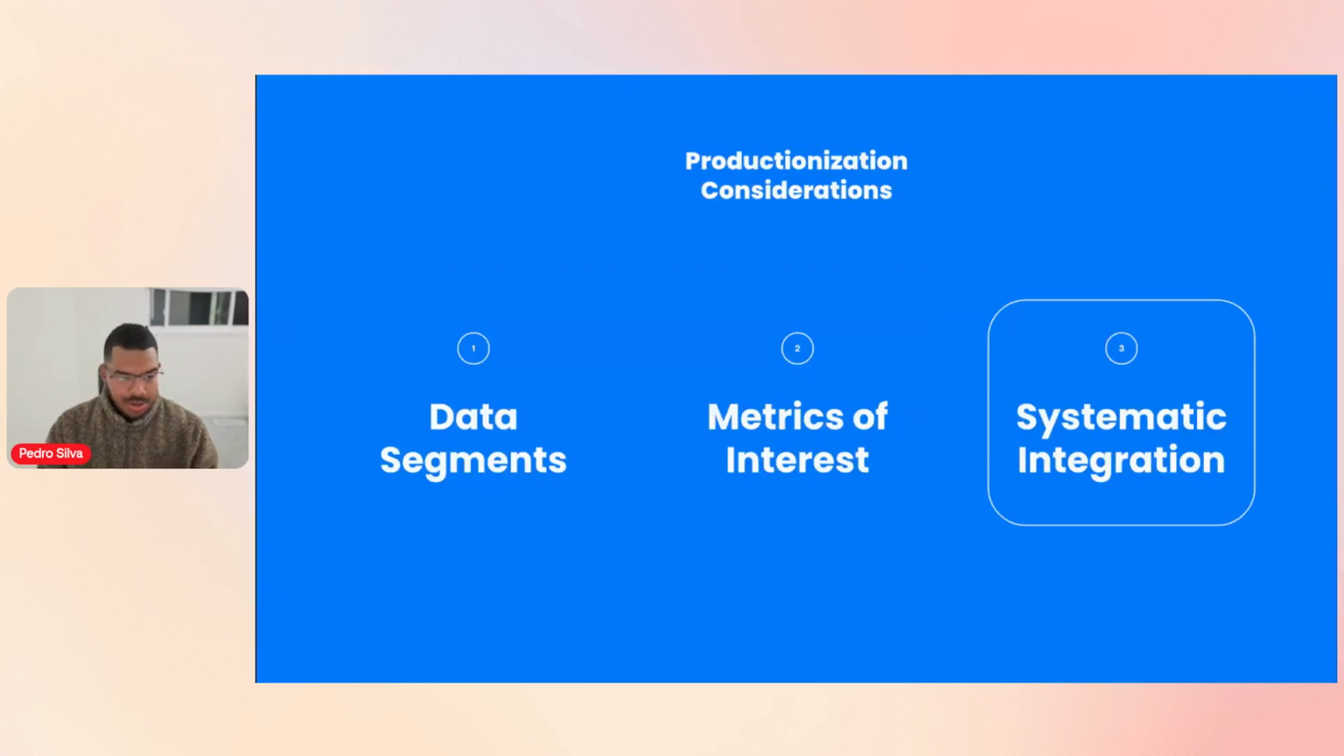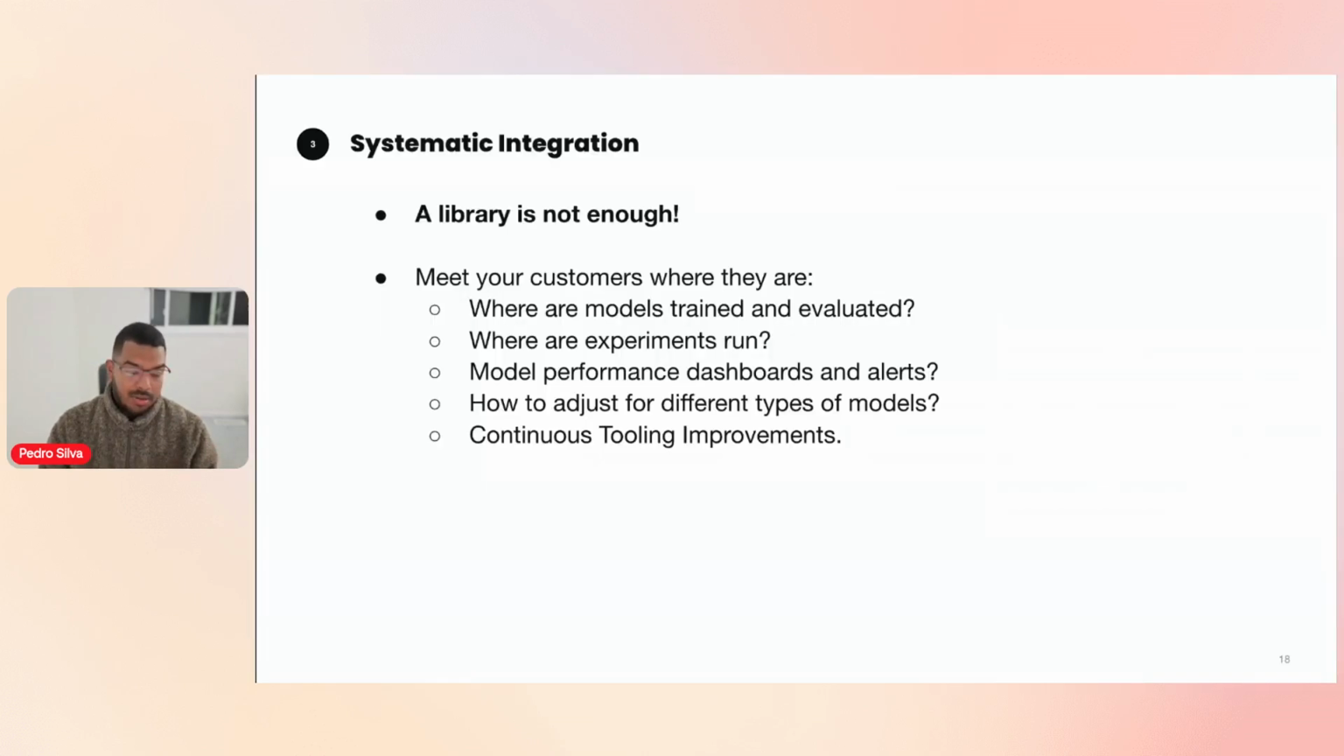Now, the last one here is systematic integration. Now we have this framework, this is the thing we're trying to build. How do we integrate across the company? The first thing I'm going to call out is a library is not enough. I can't tell you the number of amazing fairness libraries we've seen out there. Some of them are way better than what we have built here, but it's still a passive ask, right? You're still asking folks, hey, here's something I built, please adopt it.